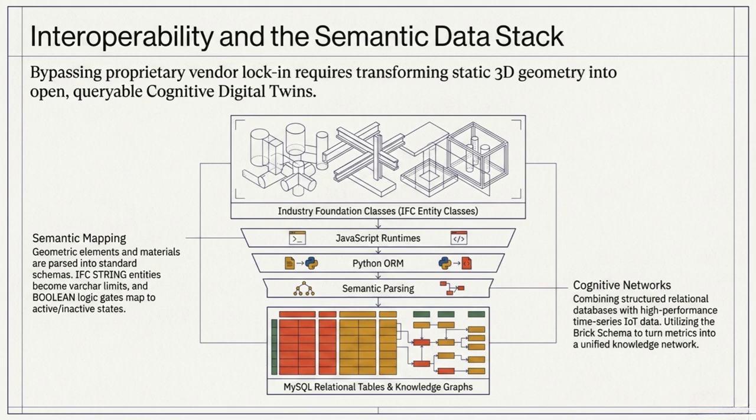Data is powerful, but only if systems can actually understand each other. This slide is about interoperability, which means different tools can exchange and interpret information. The semantic data stack transforms static 3D geometry into queryable knowledge. Industry foundation classes, scripts, semantic parsing, relational tables, and knowledge graphs all help connect meaning to building data. Why does this matter? Without shared data structure, organizations get trapped in vendor lock-in and disconnected digital models.